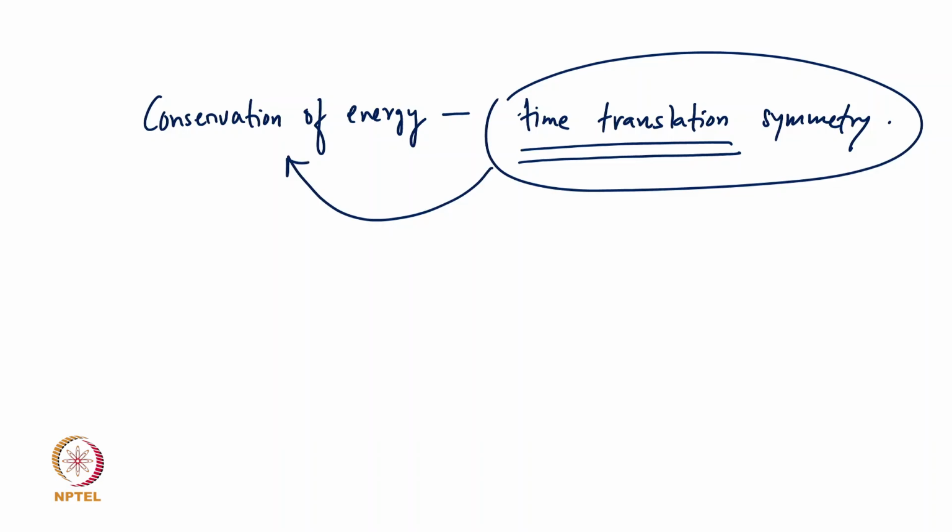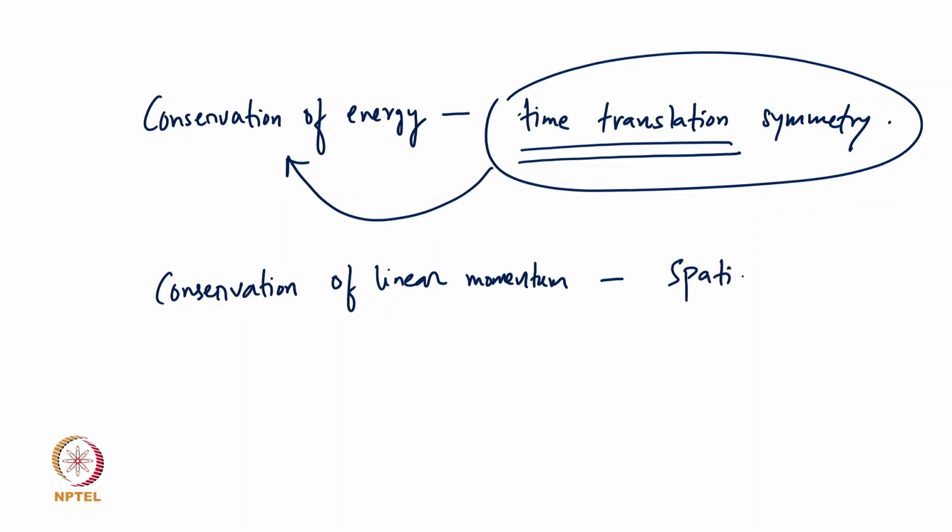There is one more conservation law which we regularly come across, and this is conservation of linear momentum. And by Noether's theorem, there must be an inherent symmetry. So what is the inherent symmetry? The symmetry of the system is the spatial translation symmetry that corresponds to the conservation of linear momentum.